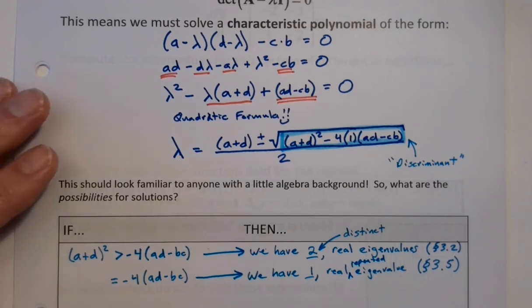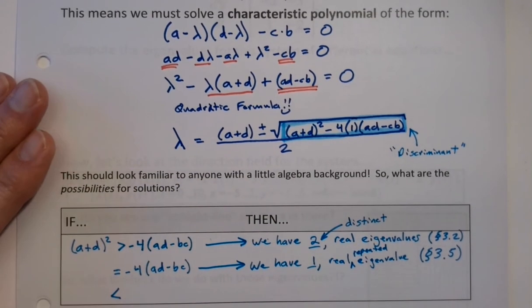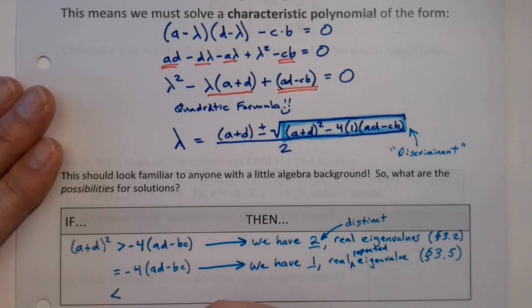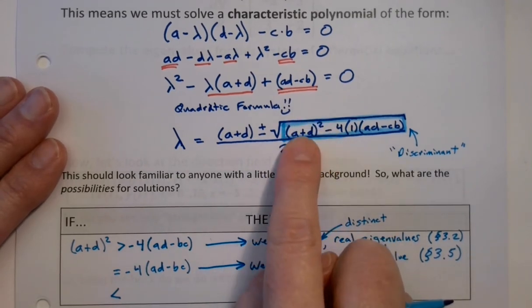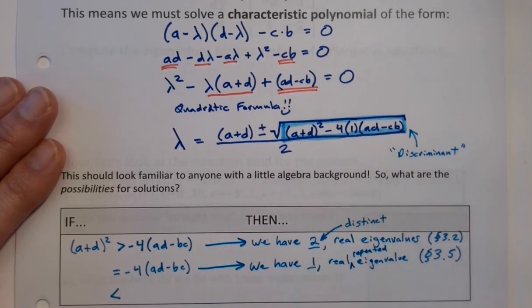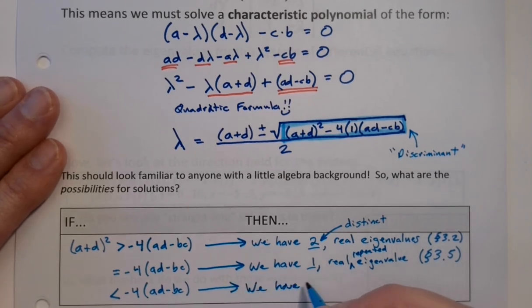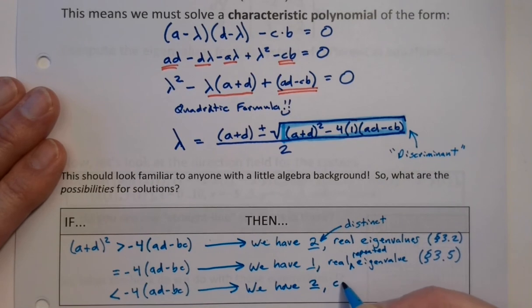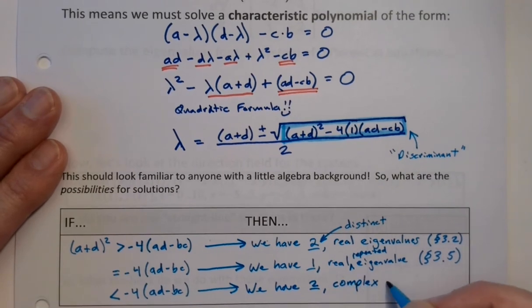But the one that we're particularly interested in for this section is what happens when that discriminant is such that this first term right here is actually smaller than the second term. And so you're subtracting a larger number from a smaller number. You wind up with, whenever that is less than -4 times a d minus b c, that leads you to some interesting territory. We have 2 complex eigenvalues. And this is the providence of 3.4.